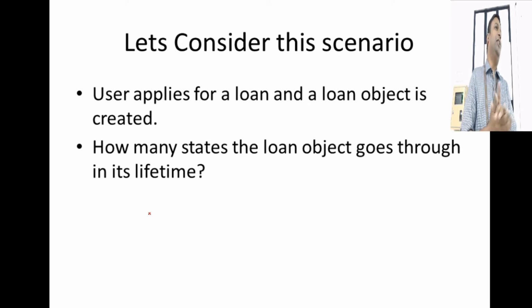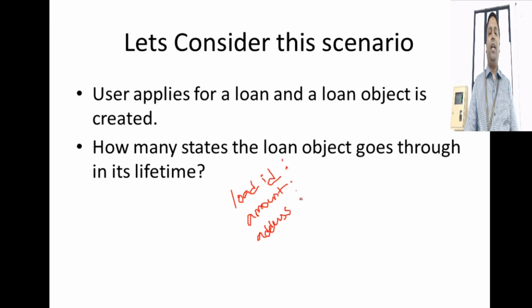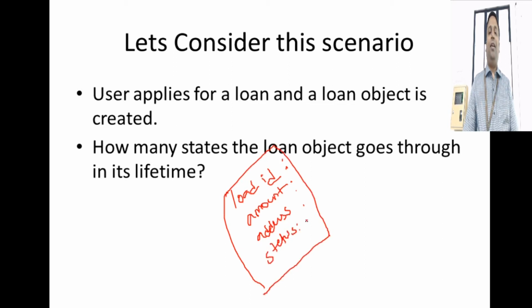We are working on this loan management and collection system, right? So we'll take the loan object. Is there a state change for the loan object? Say the user applies for a loan and a loan object gets created. The loan object can have a loan ID, some members, an amount, and the person's address. We have specific data for all these things, and that becomes an object, right? The loan object gets created. And what is the status for this loan? It's applied.